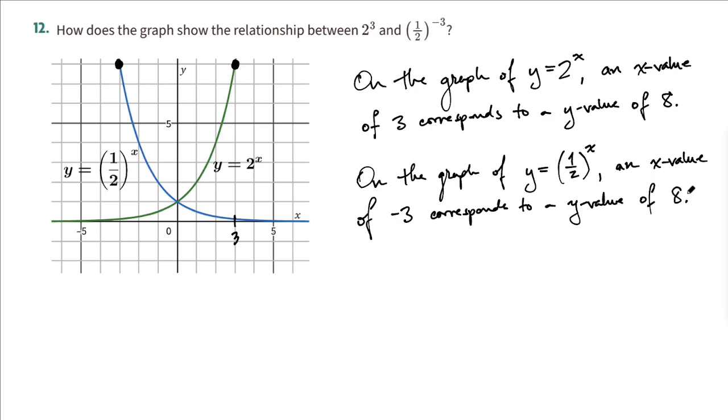And so we see then that the relationship, of course, is that they're equal. Okay, the graph illustrates that 1/2 to a negative power is the same thing as 2 to the positive power.